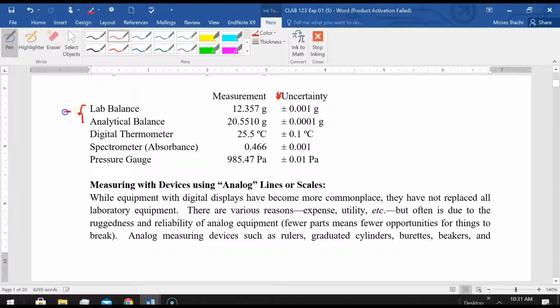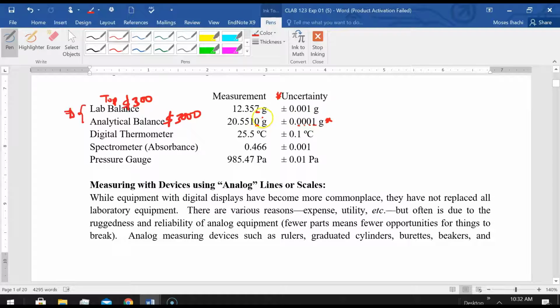Compare these two instruments. The top loading balance is approximately $300. The analytical balance is approximately $3,000. The reason being, this is more accurate. You see, it goes to the 10,000, this goes to the 1,000. Based on the uncertainties, you have 4 digits after the decimal point. So that's why this is expensive.